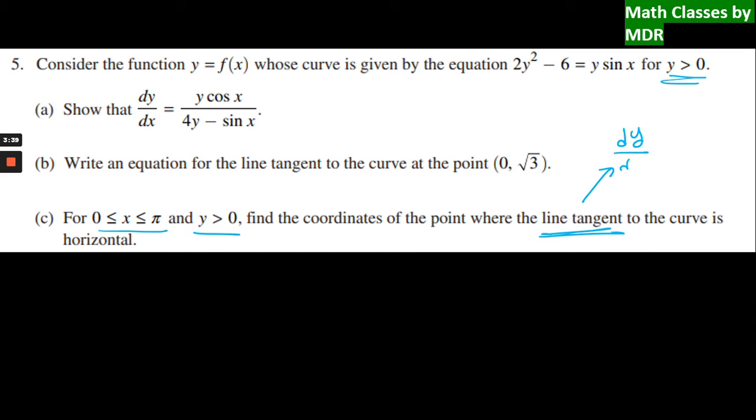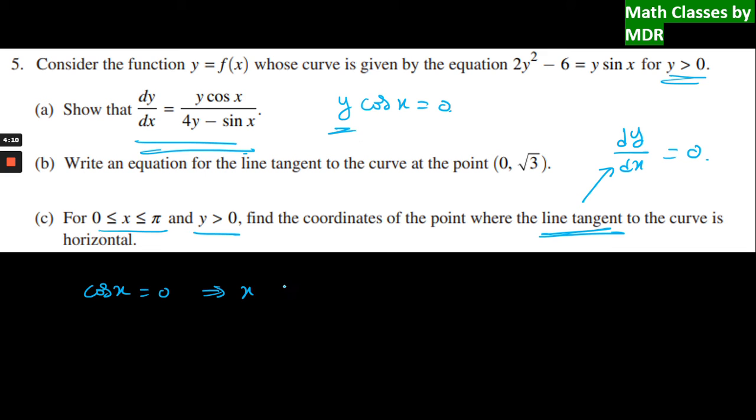For a horizontal line, the slope of the line tangent is nothing but dy by dx. If it is horizontal, dy by dx must be equal to 0. What is dy by dx? This is what we have, y cos x by 4y minus sin x, and it has to be 0. So that means the numerator must be equal to 0. The y cos x must be equal to 0, and here y should be greater than 0. So y cannot be 0. So cos x must be equal to 0.